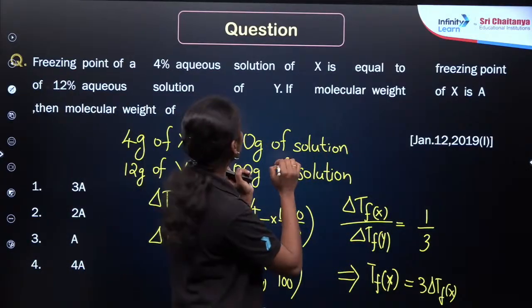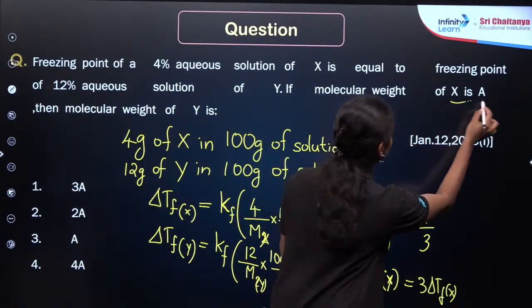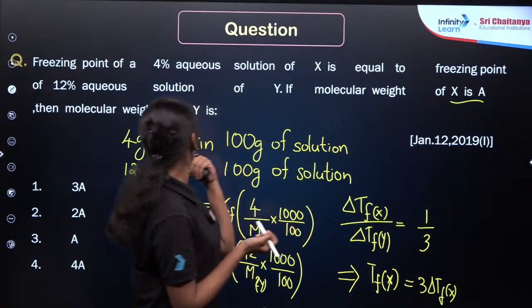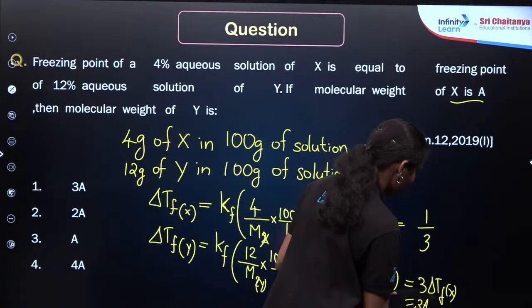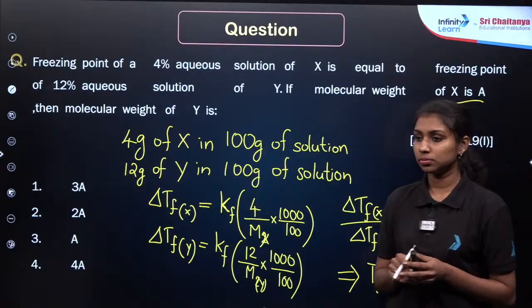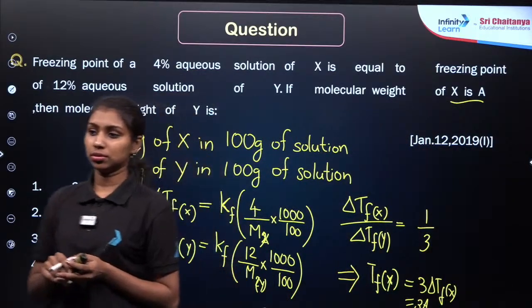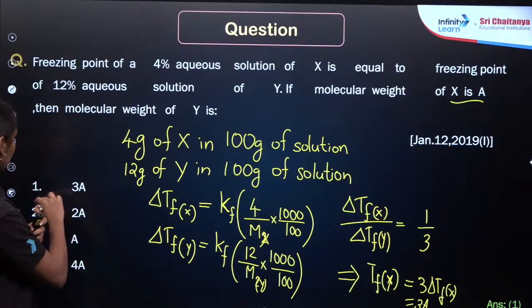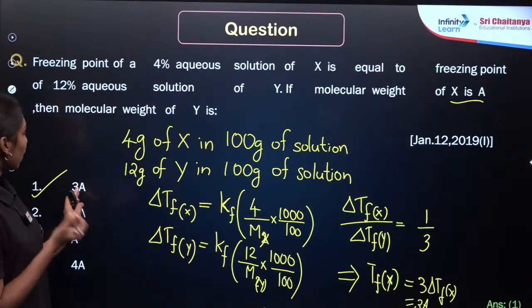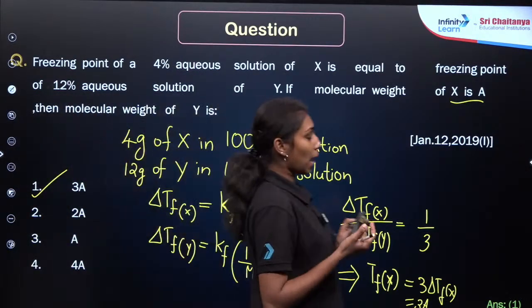And the weight of X is given as A here, so it will be equal to 3A. I hope you understand. Try to solve the problem, then the answer will be that the weight of Y is equal to 3A.